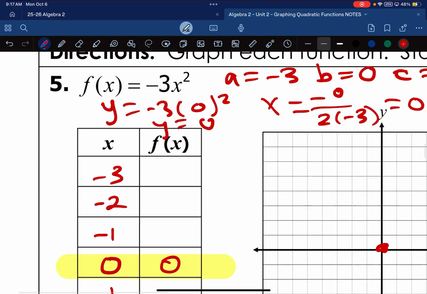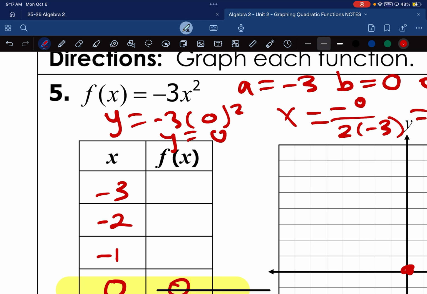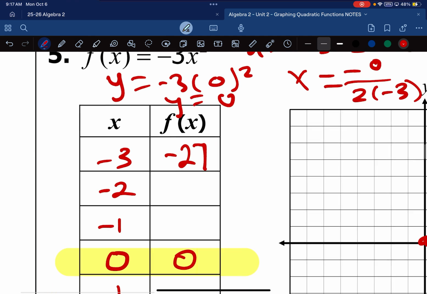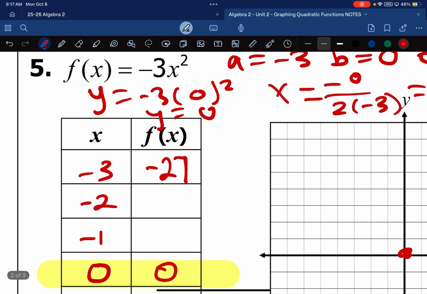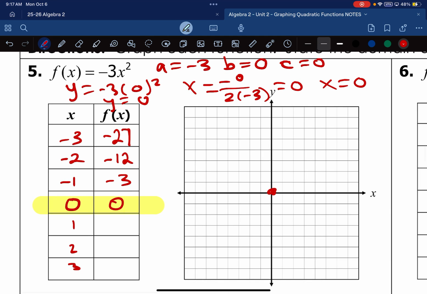So if I plug this in, -3 squared is 9. 9 times -3 is -27. I'm just working it out with mental math. Again, you can use your calculator. You can work it out physically like we were doing in absolute value where we would write it out in the box. Whatever works for you. -2 squared would be 4. -3 times 4 would be -12. -1 squared is 1, sorry, +1 times -3 is -3. So that would be our 3 values. And then when I plug in 1, I still get -3. When I plug in 2, I get -12. When I plug in 3, I get -27.